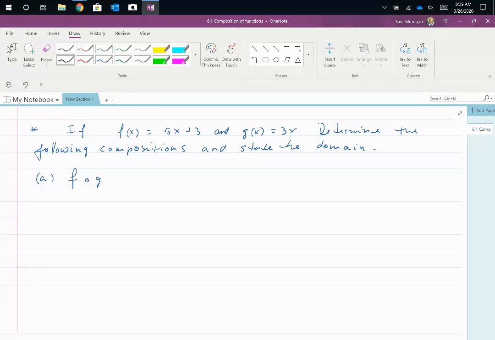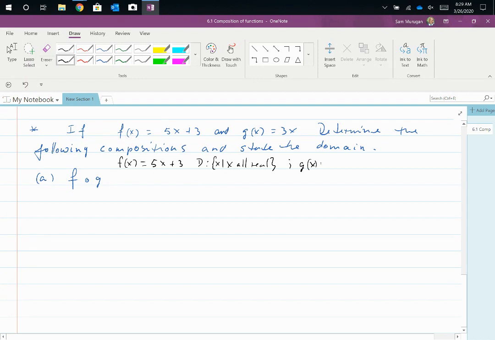Now, before we do anything, we notice that for f of x equal to 5x plus 3, the domain is x, all real numbers. It's a linear function. And for g of x equal to 3x, the domain is also all real numbers.